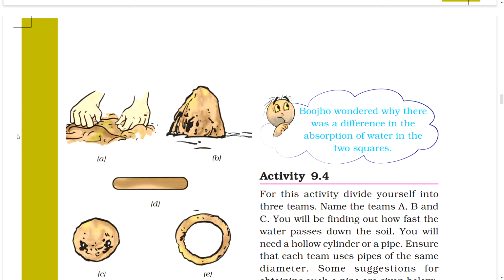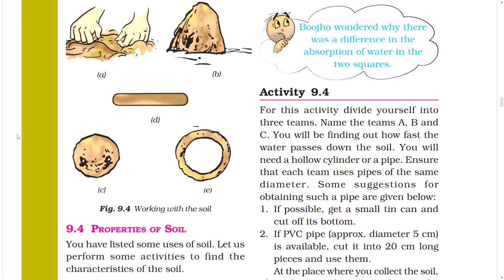Activity 9.4. Do this. For this activity, divide yourself into three teams. Name the teams A, B and C. You will be finding out how fast the water passes down the soil. You will need a hollow cylinder or a pipe. Ensure that each team uses pipes of the same diameter. Some suggestions for obtaining such a pipe are given below.